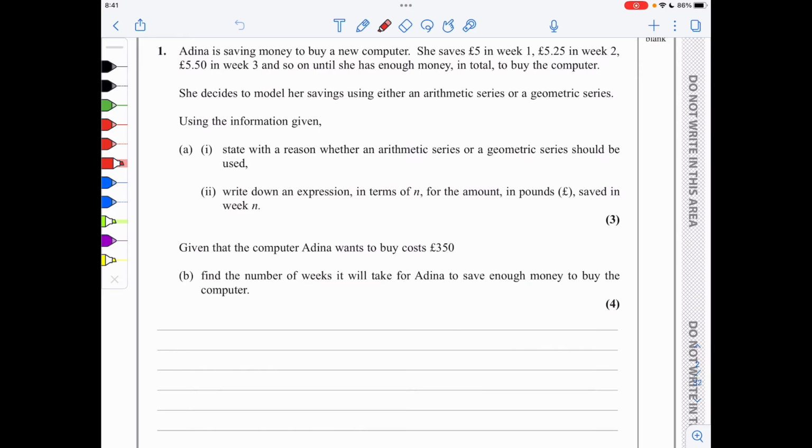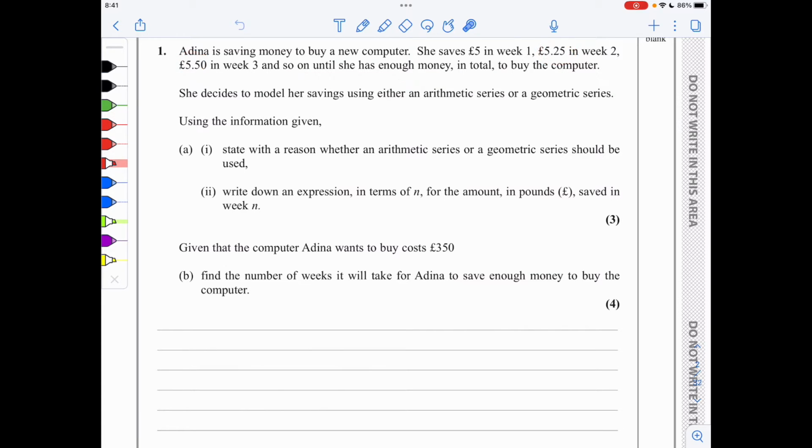Question 1. Adina is saving money to buy a new computer. She starts by saving £5 in week 1. This goes to 5.25 in week 2, 5.50 in week 3, and so on until she has enough money in total to buy the computer.